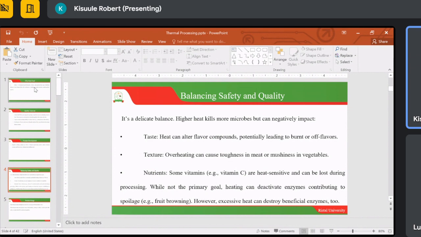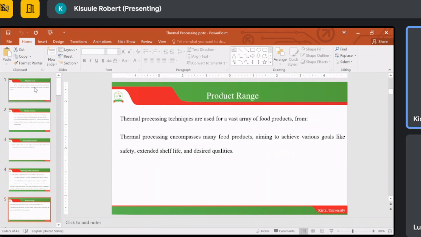So, while not a primary goal, heating can deactivate enzymes contributing to spoilage, e.g., fruit browning. However, excessive heat can destroy the beneficial enzymes too. That is why we tend to look at conservative methods of cooking when we are cooking some of these foods, such as the vegetables and so on. Okay. The product range: thermal processing techniques are used for a vast array of food products, okay?